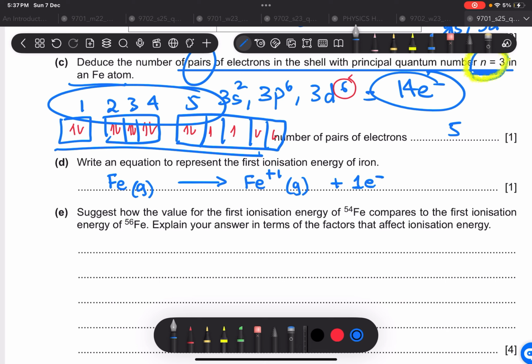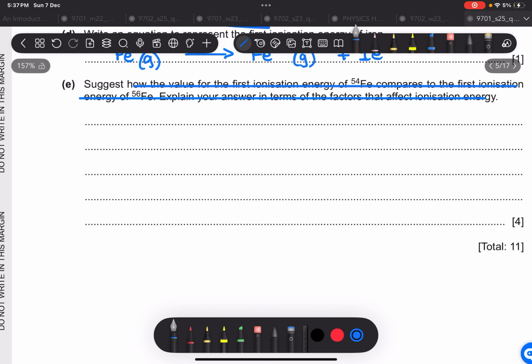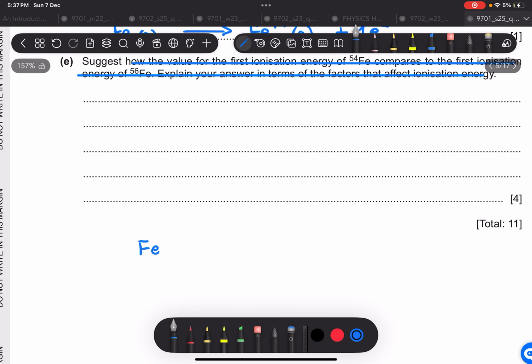Done? Suggest how the value of the first ionization energy of Fe54 compares with the first ionization energy of Fe56. Explain your answer in terms of the factors that affect the ionization energy. So firstly, what they're talking about is that there are two isotopes, Fe54 and Fe56, and they're asking what's going to be the difference in their ionization energy.